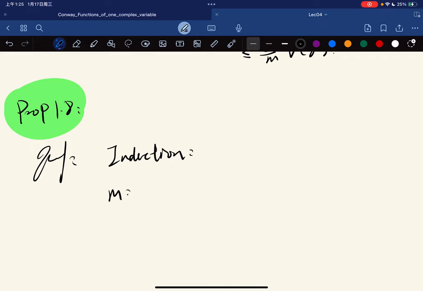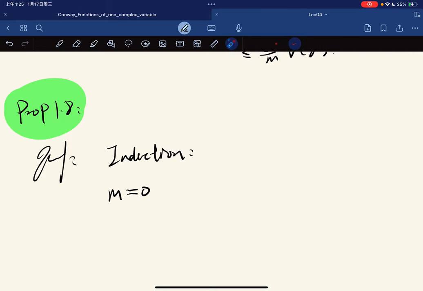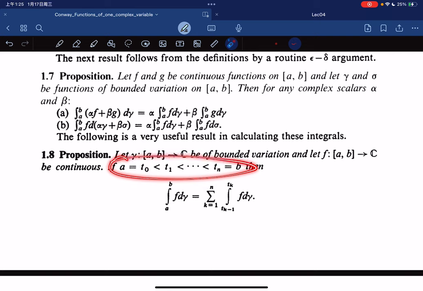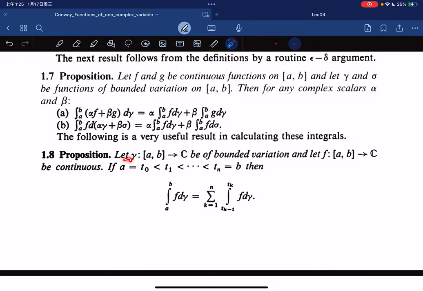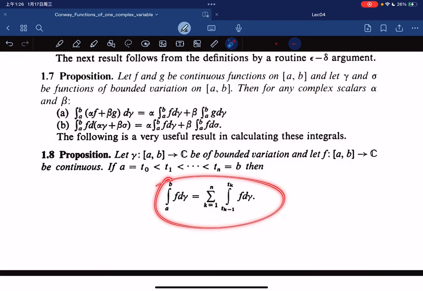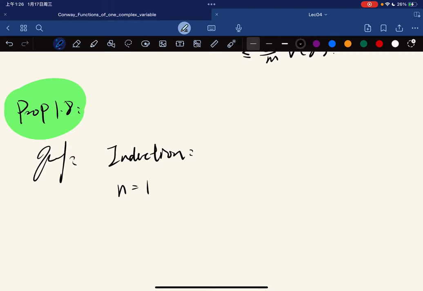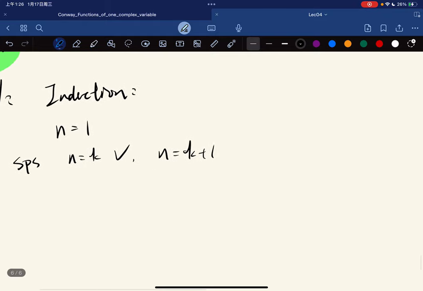The base case is when m is equal to 1. If we're given a trivial partition, a equals t0 and t1 equals b, where n is equal to 1, so t1 is equal to b, then this is really just trivial. Now suppose it's true for n equals k. We'll consider n equals k plus 1.